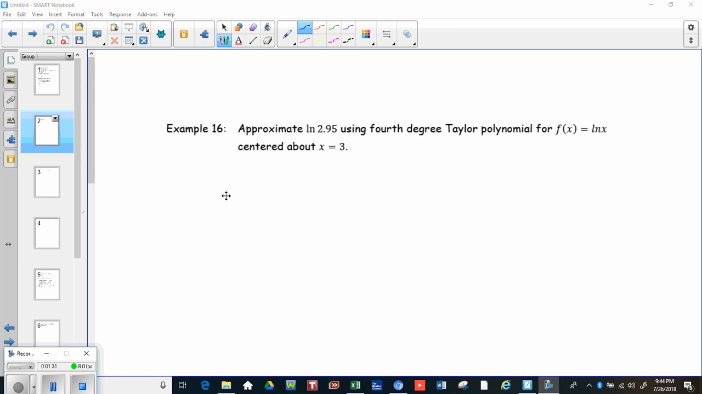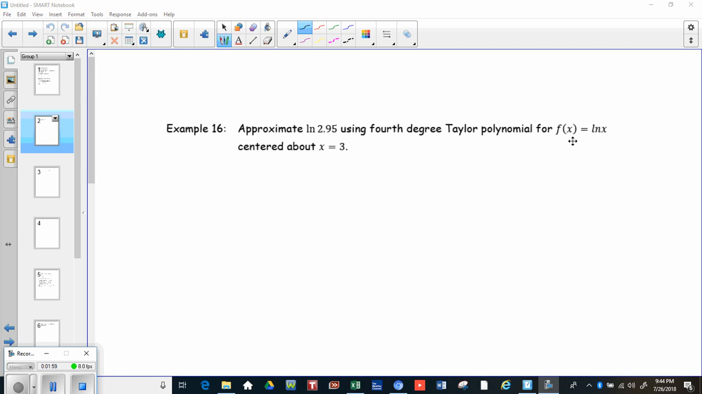All right, so our first example says, approximate the natural log of 2.95 using a fourth degree Taylor polynomial for f of x equals the natural log of x, centered about x equals 3. It makes sense for us to center this at 3, considering we're trying to find the natural log of 2.95. The natural log of 3 is really close to the natural log of 2.95. So we need to develop the Taylor polynomial centered at 3.